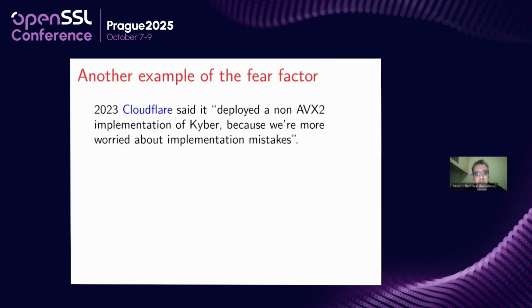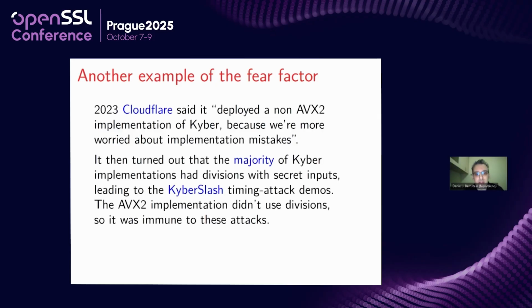Lots of people say, look, this is not reasonable. We don't actually need the extra speed, and these optimizations are a source of bugs, so let's just not deploy the optimized software. Which sometimes gets us in trouble because, for instance, at the end of 2023, two-thirds of the Kyber implementations at that point had divisions with secret inputs, which, depending on the context, compiler and so on, is maybe exploitable. And there were some demos of exploiting that with a timing attack.